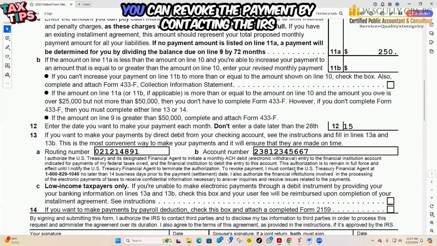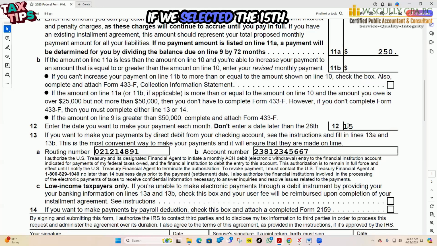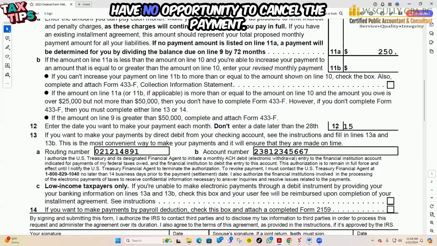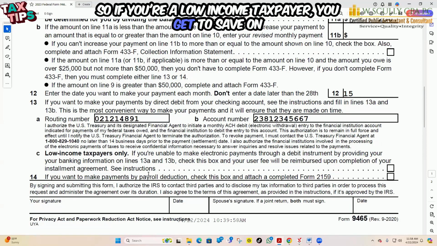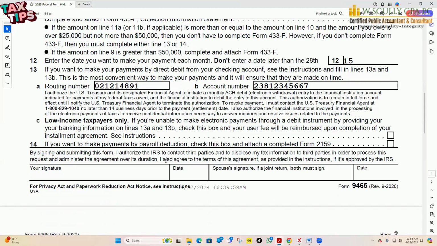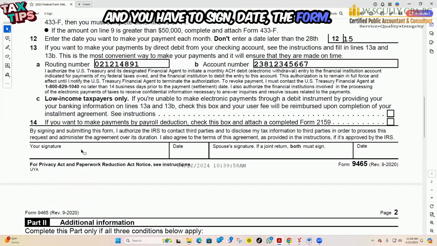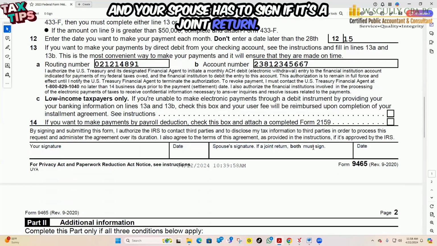And then you can revoke the payment by contacting the IRS no later than 14 days prior to the payment date. If we selected the 15th and that was the date we're submitting the forms, we would have no opportunity to cancel the payment. If you're a low income taxpayer, you get to save on some fees, the user fees. And you have to sign and date the form. You sign and date, okay? And your spouse has to sign if it's a joint return.